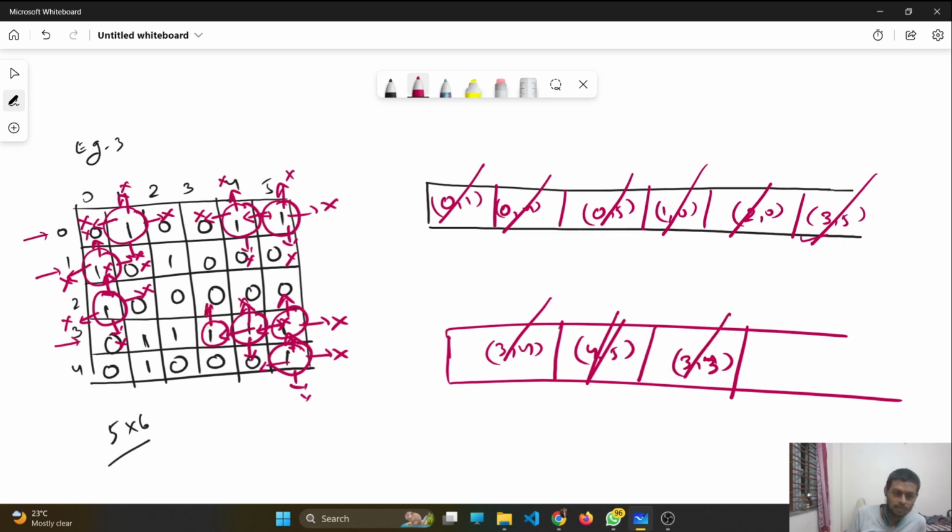For 3 comma 3, top, there is no land cell. Right, already visited. Bottom, there is no land cell. Left, we find one land cell. That is 3 comma 2. Let's push it here. Now let's check out for 3 comma 2.